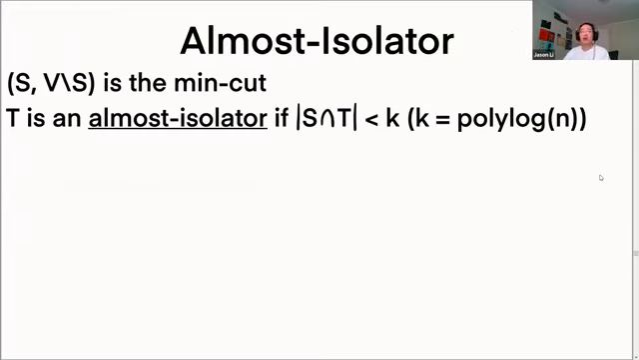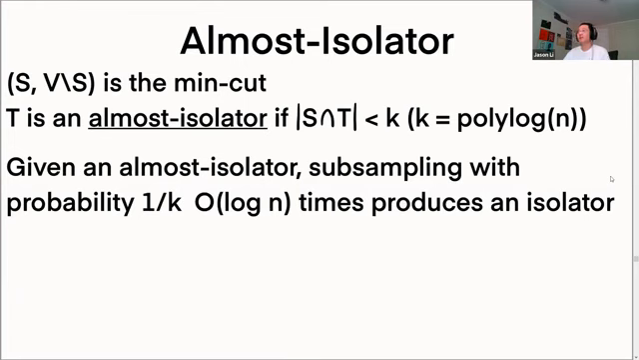So unfortunately, de-randomizing that algorithm is not as straightforward. The issue is when the sampling rate is very small, and those are particularly hard to de-randomize. So we need a new idea. But in the case where the sampling probability is not so small, let's say T is called an almost isolator if S intersect T has not size 1, but size, let's say, k, polylog n. In that case, the subsampling rate is just 1 over k, which is like 1 over polylog n, which is not too small. And this can be sufficient to de-randomize.